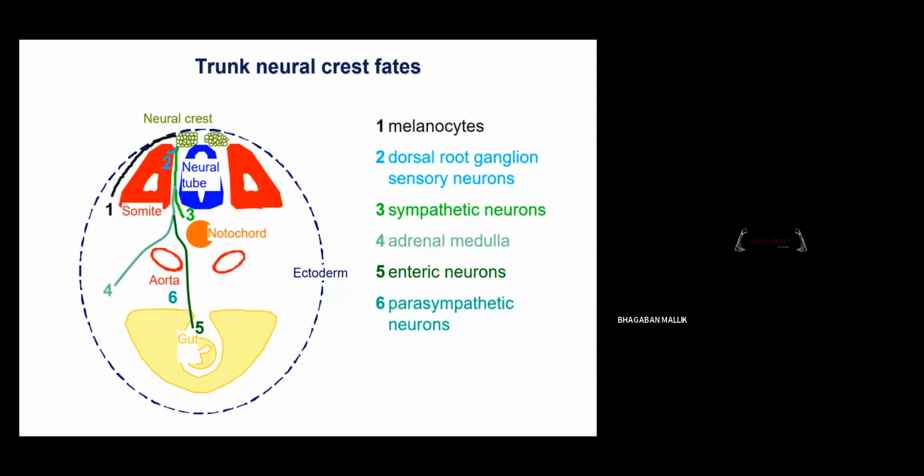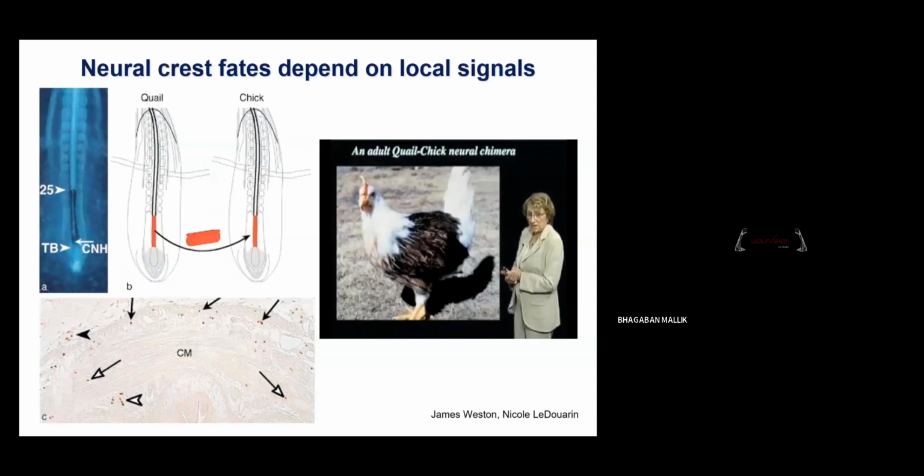Okay, so here just shown in the diagram, what are the different cells, different groups of neurons which form from the trunk neural crest. So you have formation of melanocyte, showing the same thing that I showed in the previous slide in a more simplistic way, like dorsal root ganglion cells, sympathetic neuron, adrenal medulla. All these things are derived from the trunk neural crest. Okay, but the formation of neural crest fate depends on the local signal.